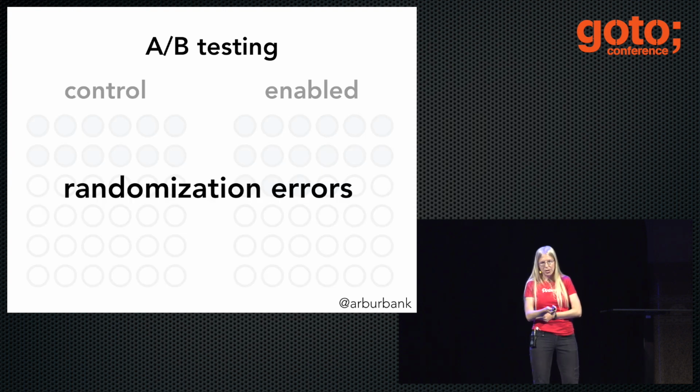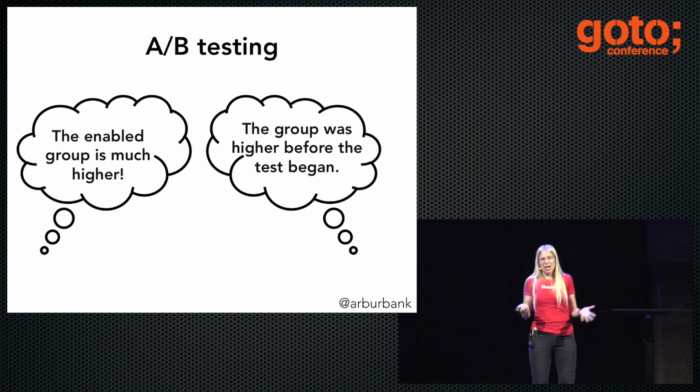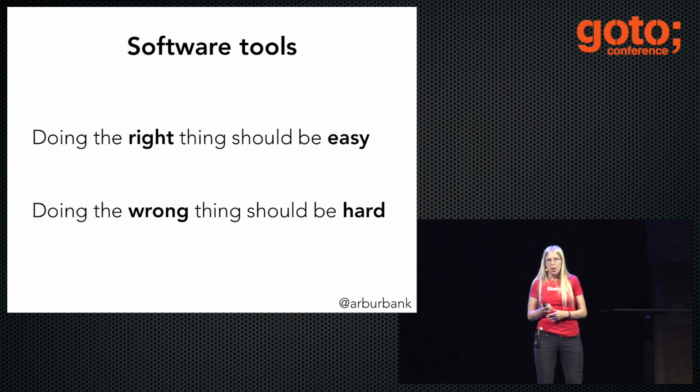And lastly, randomization errors. The enabled group is so much higher. Well, it turns out that you randomized people incorrectly, and so the enabled group was better before the test began. As I said, I'm not going to go too much into this. But again, in the data as software theme, this is where software can really, really help.